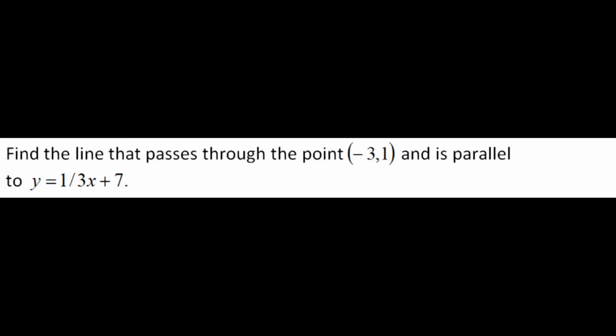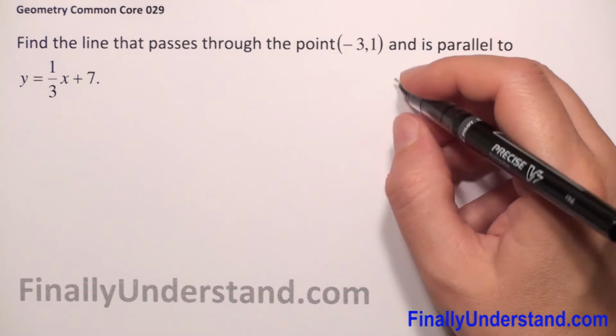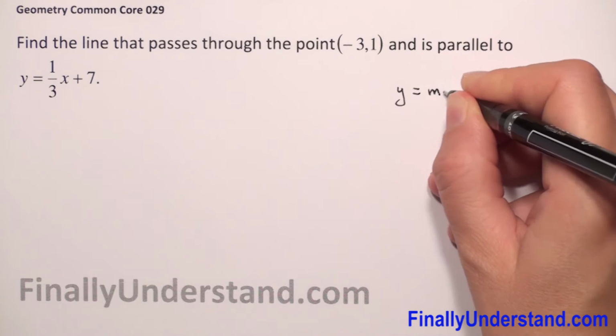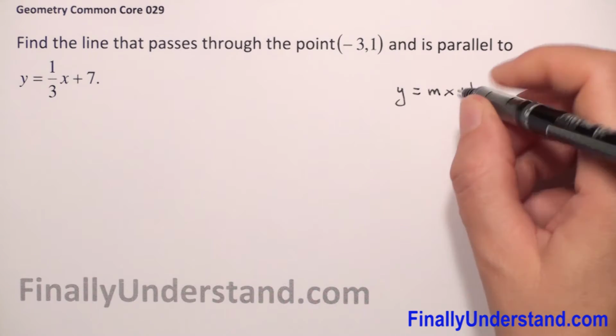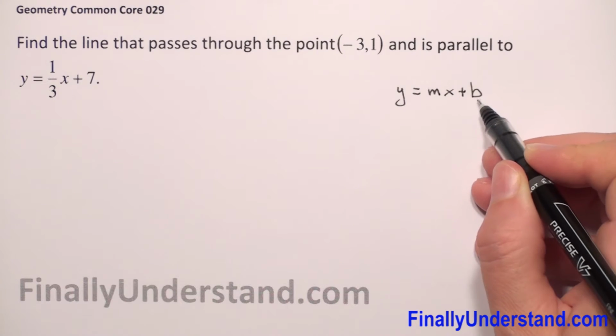Find the line that passes through point (-3, 1) and is parallel to y = 1/3 x + 7. We have to find the equation of the line. So the general form of a line is y = mx + b. m is the slope, b tells us about the y-intercept.